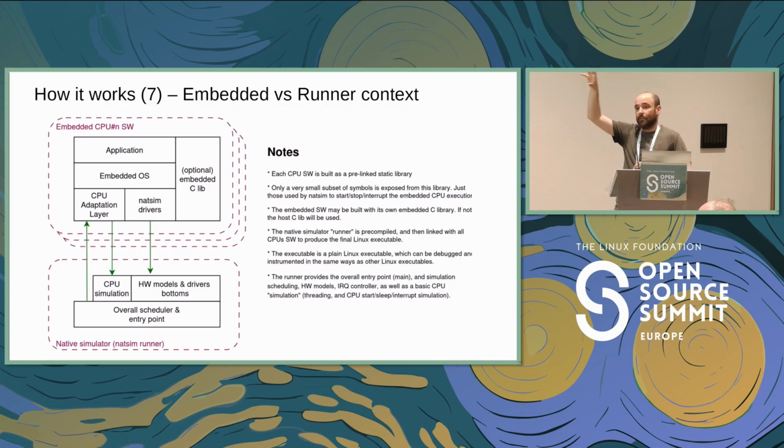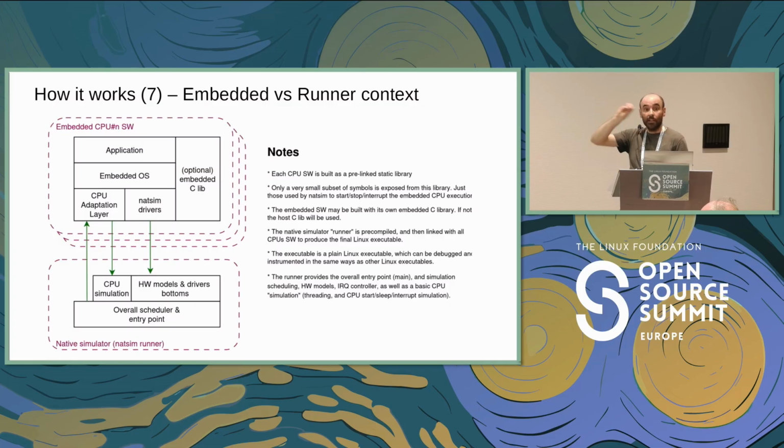Now that we have our embedded code, we are also going to build what we call the host context or the runner context. And here is where we are going to build the hardware models, the part that emulates the context switching, the part that emulates stopping and starting the CPU, and the part that handles the scheduling of the hardware models and the command line parsing and so forth. This part is built with the host C library because it needs to interact with the host kernel, and it just looks very much like a normal application.